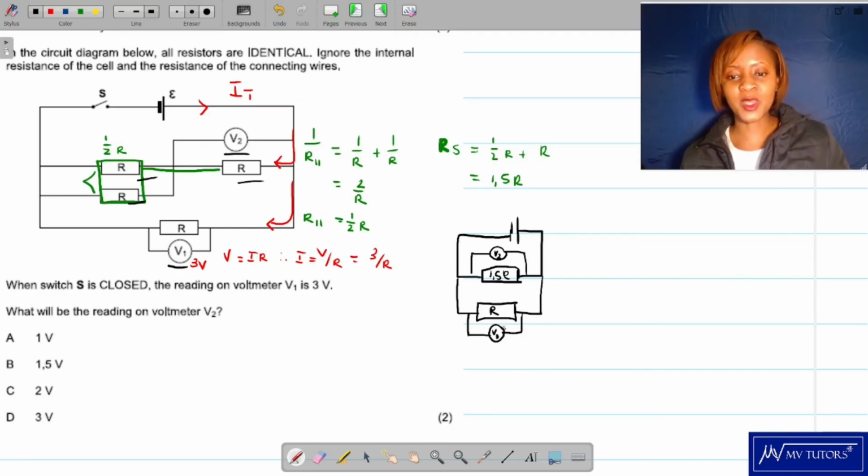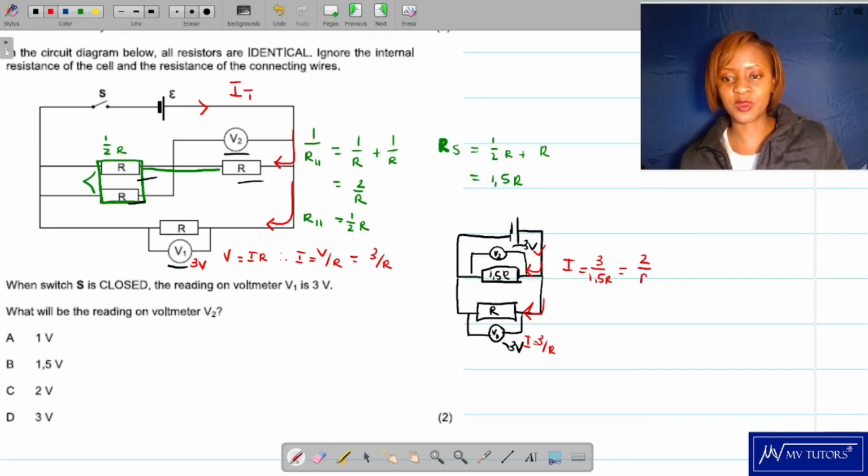Okay, so V1 was 3 volts, V2 is also 3 volts. Meaning the current going through here, the current that goes this side, we already know. The current going through here is 3 over R. But the current that goes through here, that'll be 3 over 1.5 R, which is 2 over R.